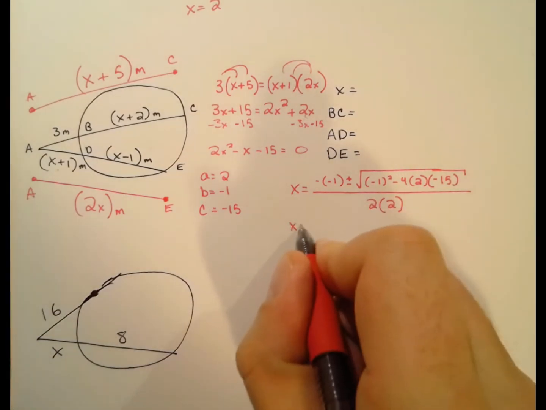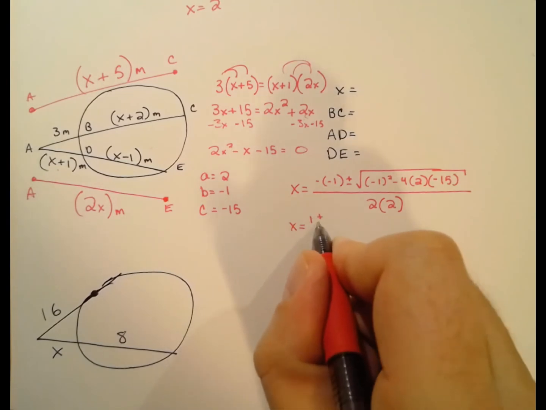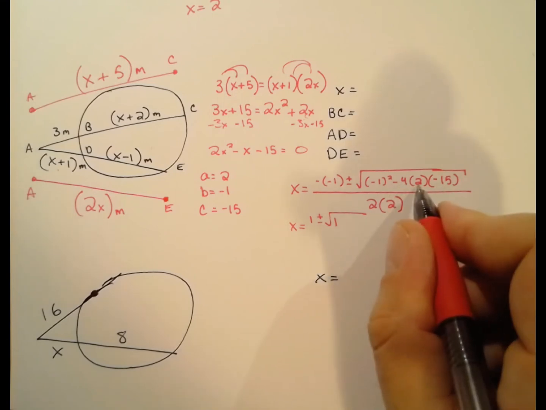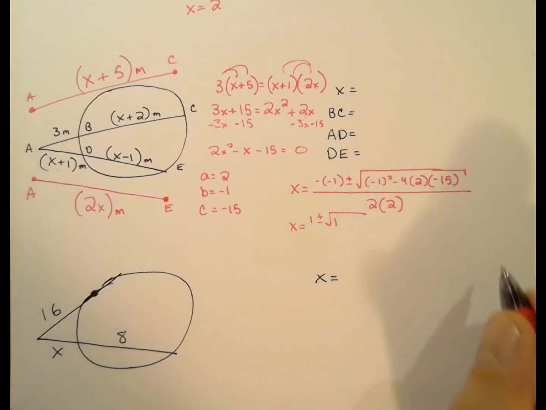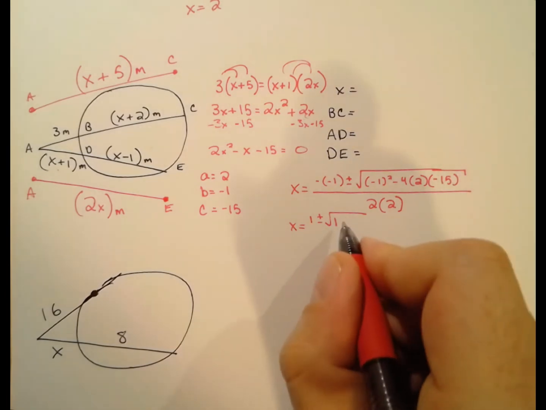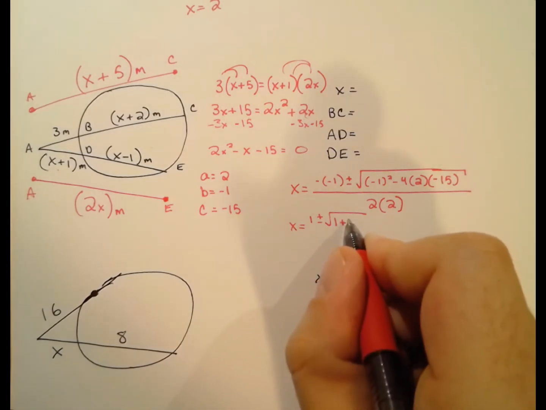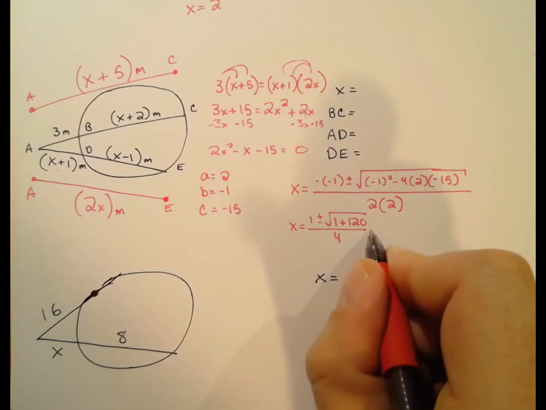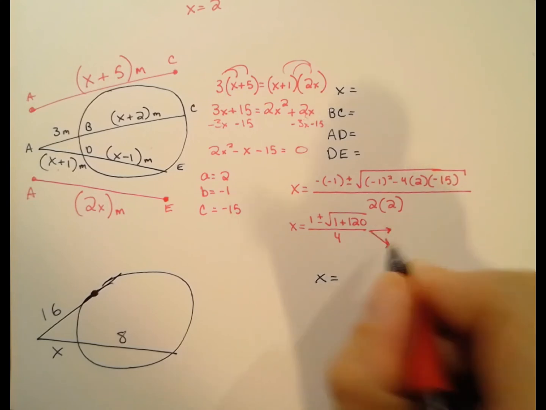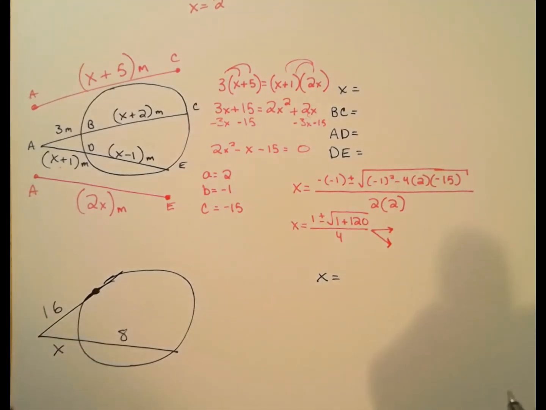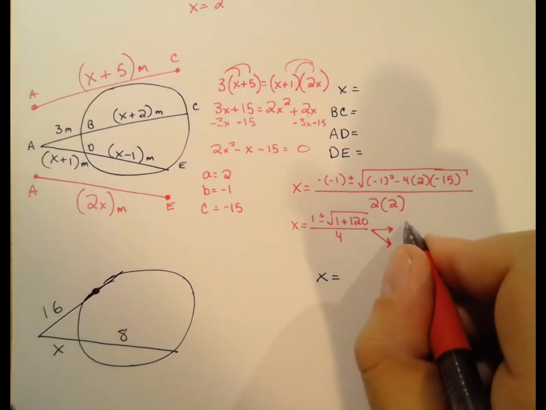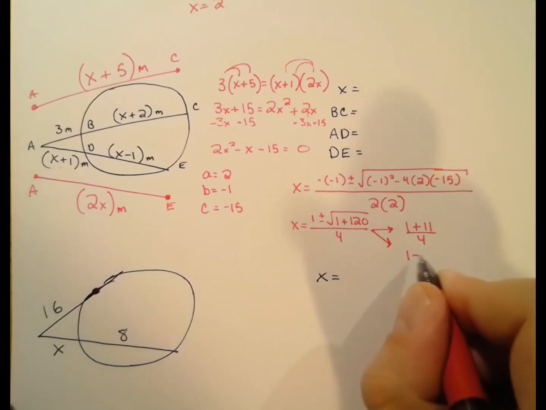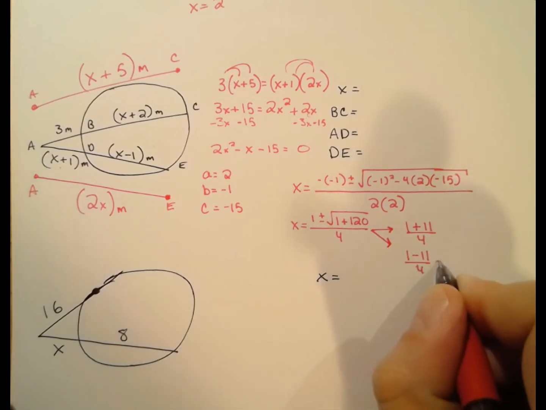Simplify. So negative times negative is positive. Negative 1 squared is 1. Negative 4 times 2 is negative 8 times negative 15 is positive 120. And that is very convenient because 120 plus 1 is 121, a perfect square, 11, so we get 1 plus 11 over 4 and 1 minus 11 over 4.